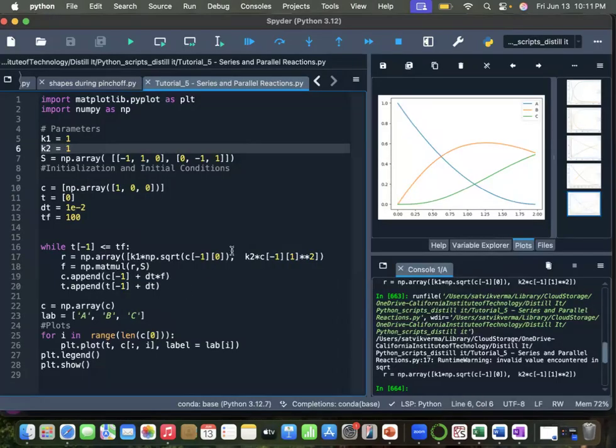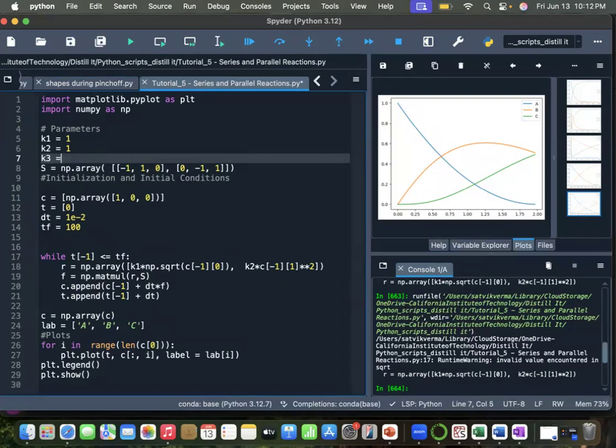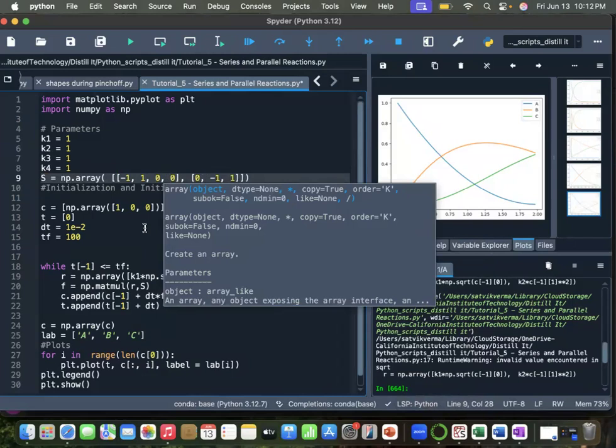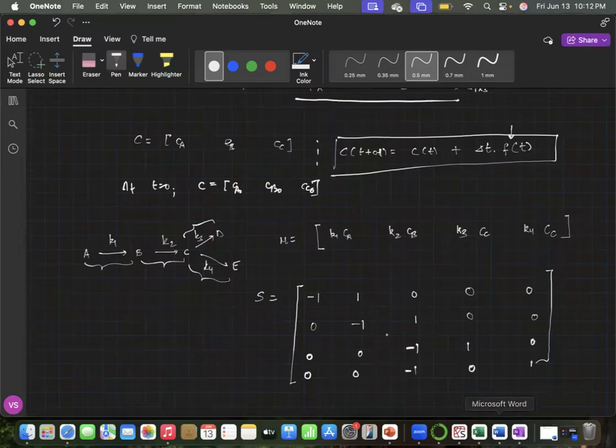So all that we have to do is change the stoichiometric matrix for our system as well as the rate expression over here, along with, of course, since now we have multiple species, more and more concentration values in the concentration array, but a few changes in this code and we'll be done. So let's say K1, K2, we'll add K3 and K4. We'll change the stoichiometric matrix. So the first is -1, 1, 0, 0, 0. The second is 0, -1, 1, and then 0, 0.